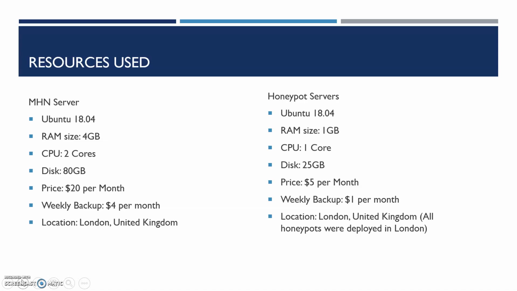Again, Ubuntu 18.04 with a RAM size of 1 gig and a disk space of 25 gig. I chose the cheapest option on DigitalOcean for my honeypots, which was $5 per month, with $1 for weekly backups. Again, the location was United Kingdom.